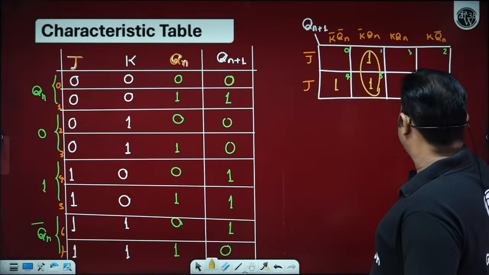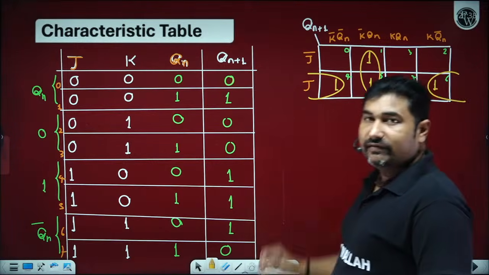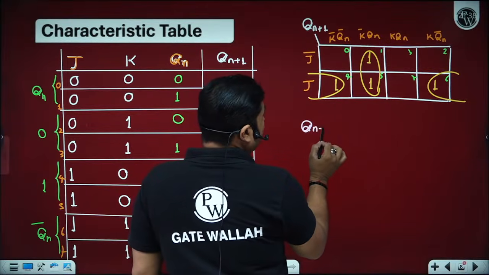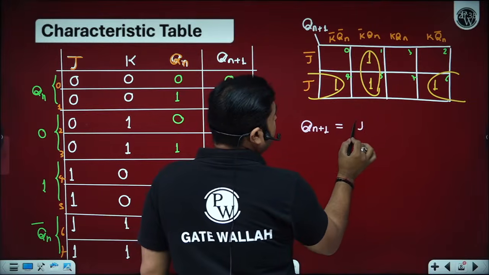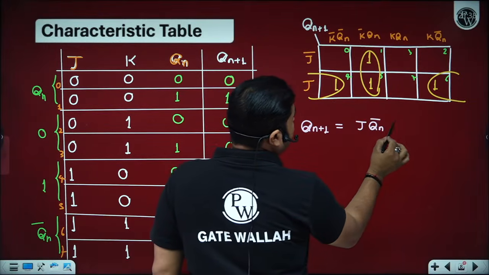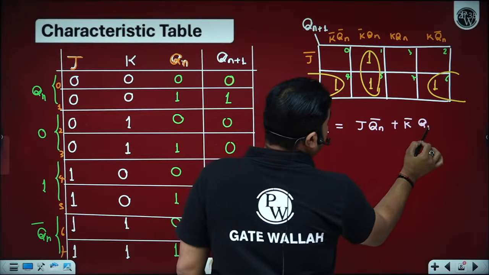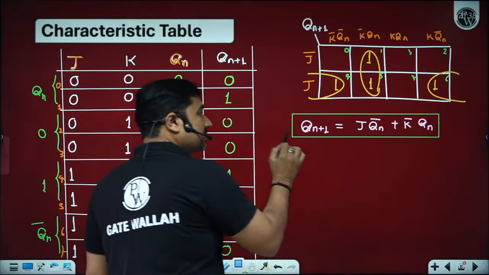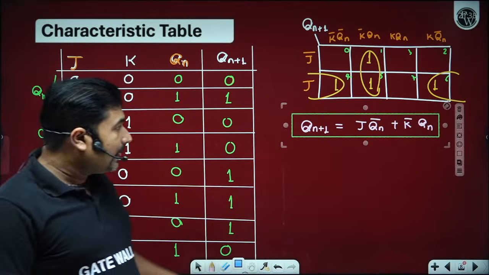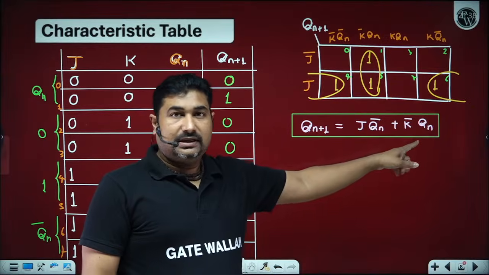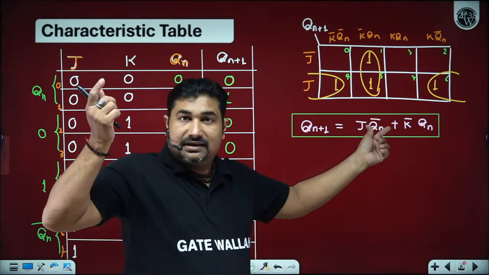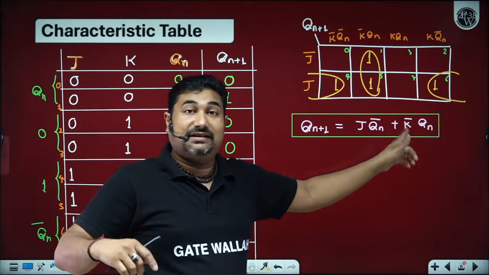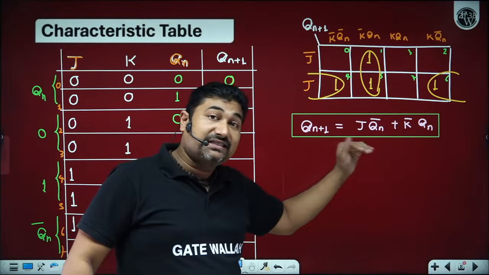So this and this is the essential prime implicant. We must need to make these two pairs, and we have Qn plus 1 characteristic equation as J Qn bar plus K bar Qn. See, this part is asked many times in the previous GATE paper. Mostly students do one mistake. They remember J Qn bar as S and they remember R as K Qn. So there is a possibility of mistake. This is a characteristic equation.